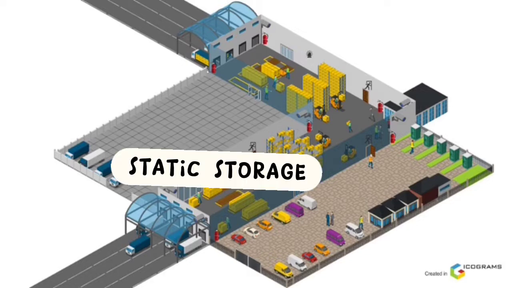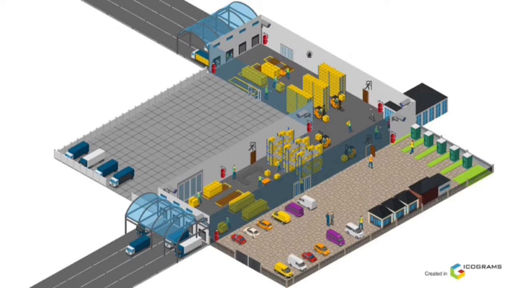Next is the static storage. While product locations are changed under the dynamic storage system, with a static system, they remain the same. The definition of static storage is a system that assigns a fixed location to each product. Row 1, sections 1, 2, and 3 might be dedicated to product A.